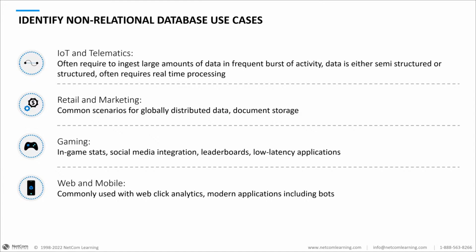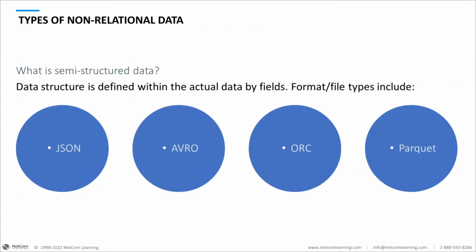Gaming, almost entirely the online gaming industry uses non-relational databases, right? For things like social media interaction, leaderboards, low latency applications, those sorts of things. And lastly, a lot of the web and mobile analytics, so things like click analytics, application for bots, those sorts of things, tend to also use non-relational databases for their data storage.